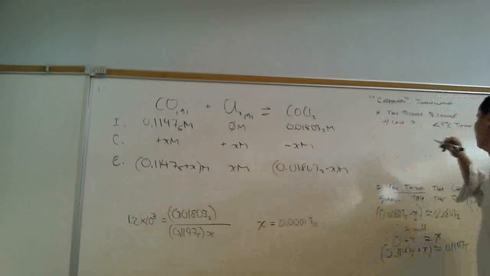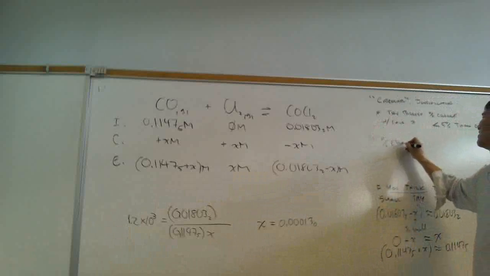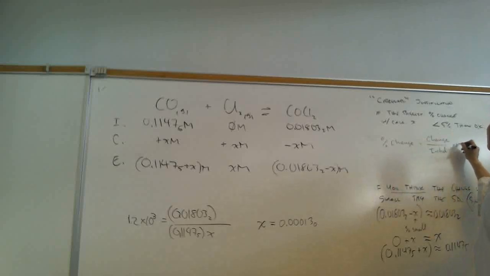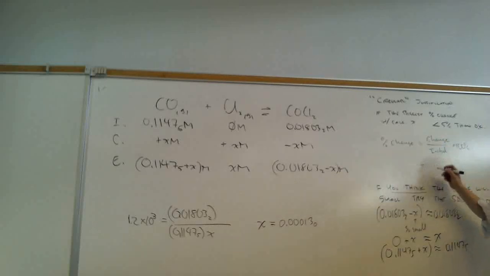And so what we do is we calculate the percent change like this. The percent change is going to be the change divided by the initial times 100%. And so we look for the biggest change. Well, the biggest change, x, is the same. So the biggest change is going to be 0.000130. Sometimes the change is 2x. Sometimes the change is 3x, depending on the stoichiometry. So sometimes we have to multiply it. Divided by the smallest initial. The smallest initial is going to be 0.018032 times 100%. And this gives us what?